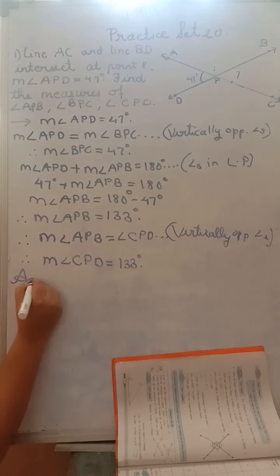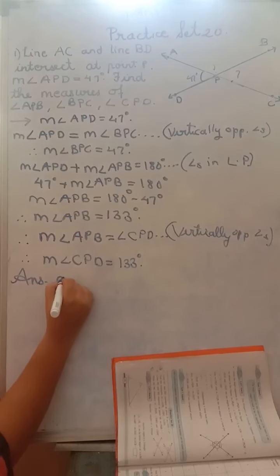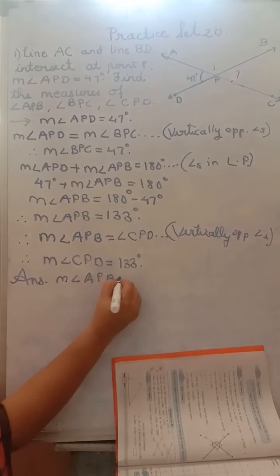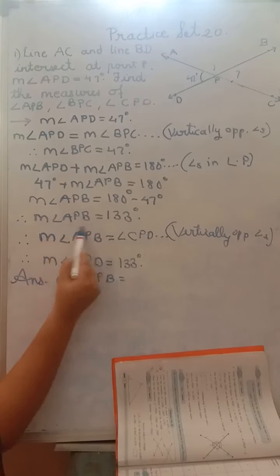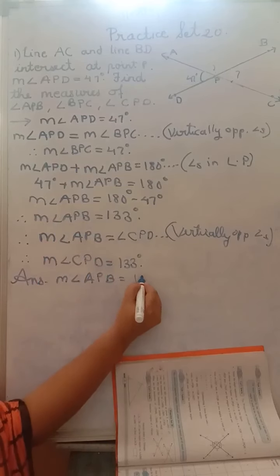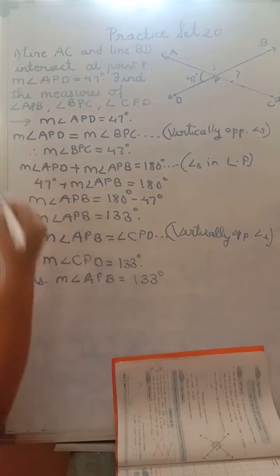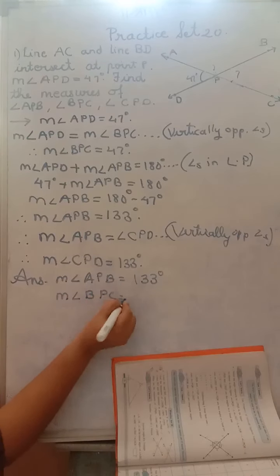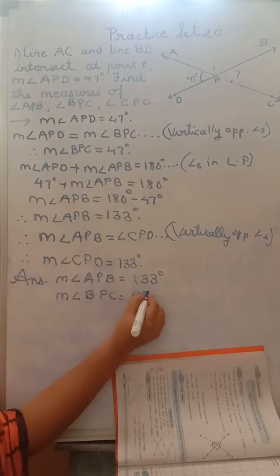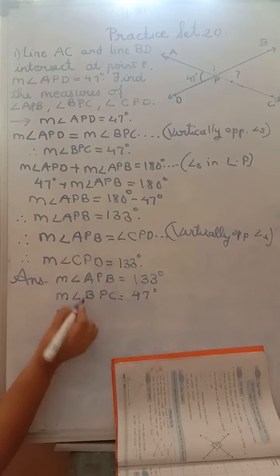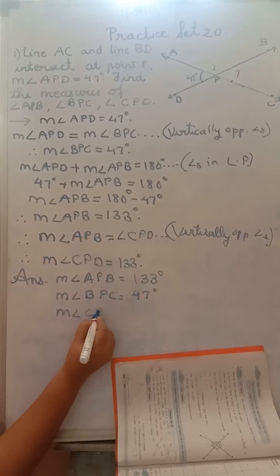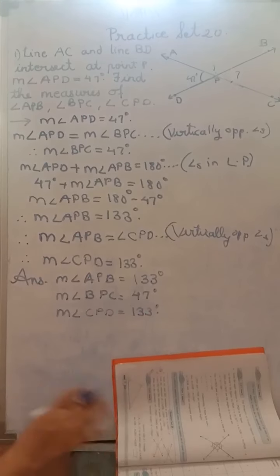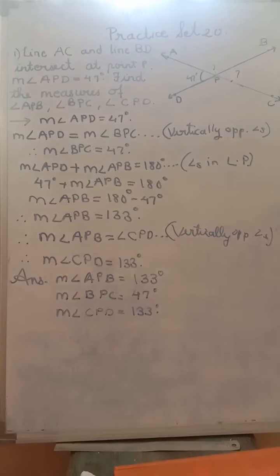Therefore, answer is measure angle APB is equals to what? See here, APB, 133 degree. Next, what was asked? Measure angle BPC. Here is BPC. What is that? 47 degree. And measure angle CPD is what? 133 degree. So, here our first sum is finished.